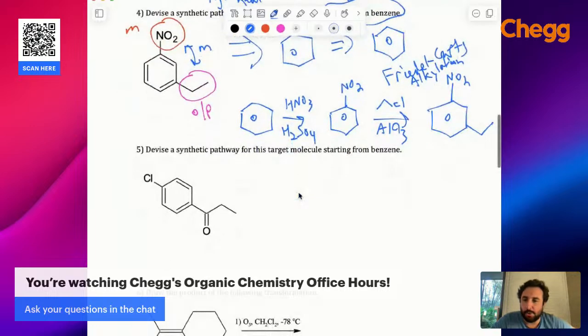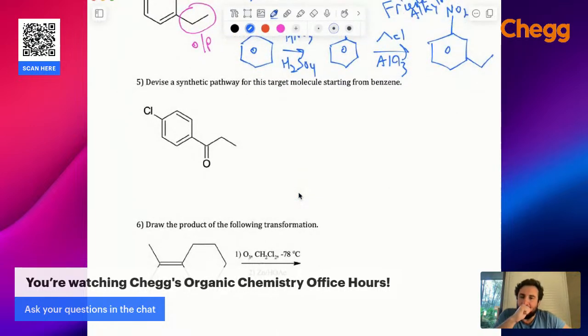Okay, let's do one more of these. Devise a synthetic pathway for this target molecule starting from benzene. So once again, this is exactly like the last one. So take just a minute and stare at this. This is just like the previous question, but with different functional groups. So what are we going to do? Once again, we know that these are two groups that can be attached to the molecule by electrophilic aromatic substitution. So what is the directing behavior of the groups? This is ortho-para.